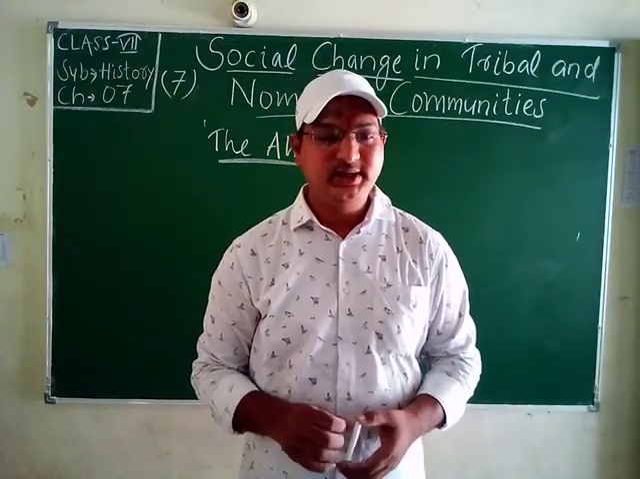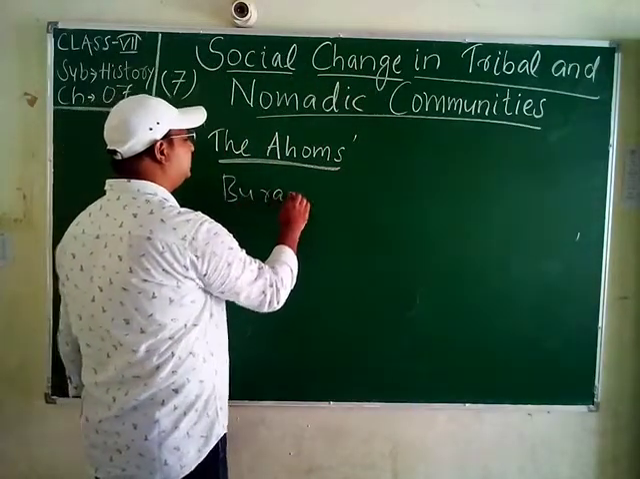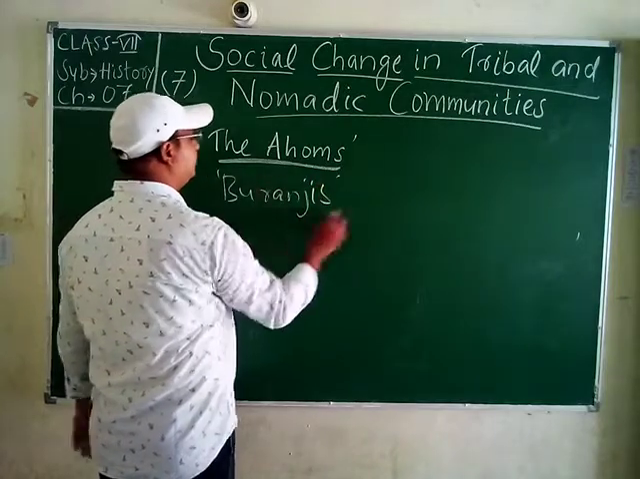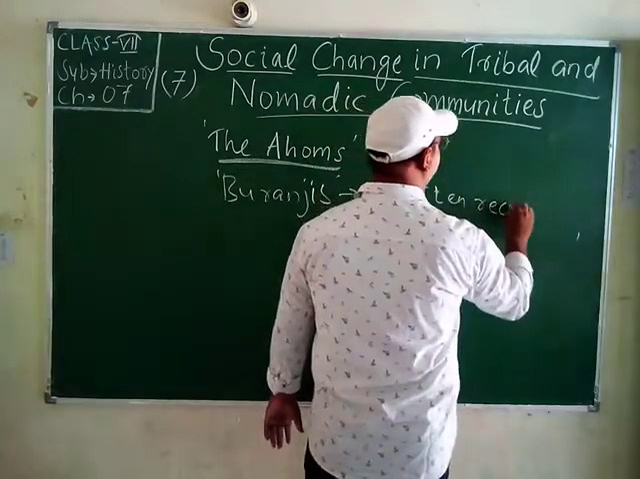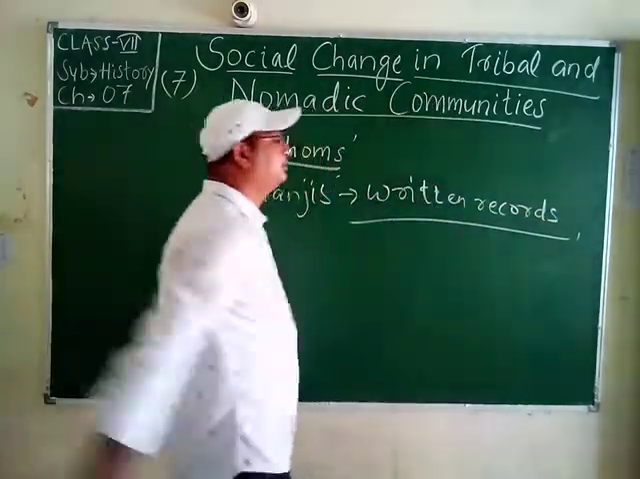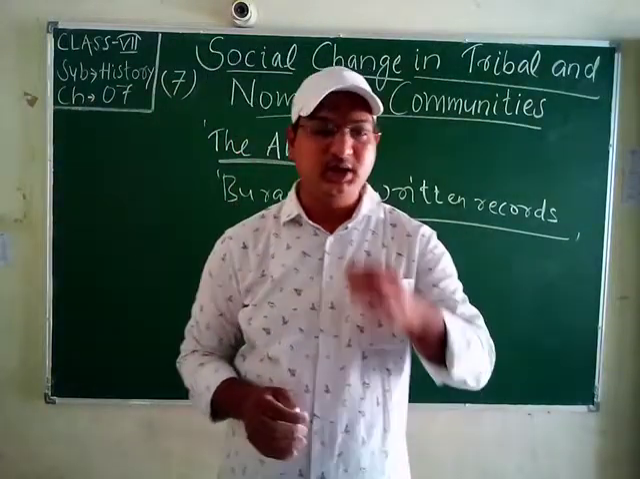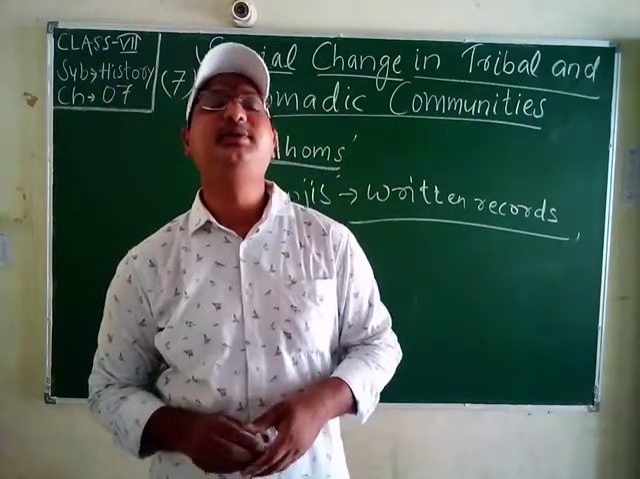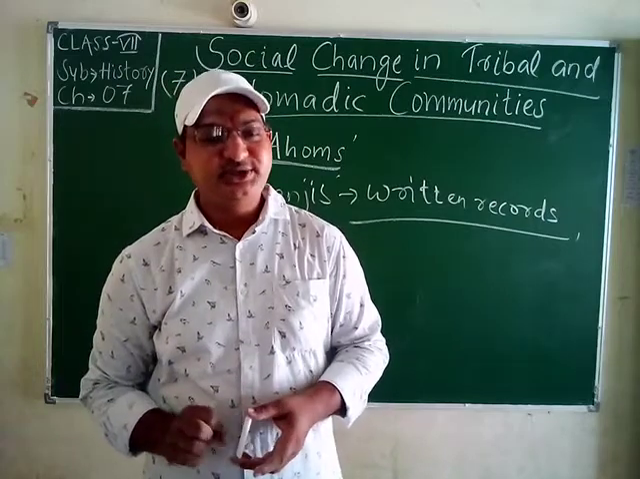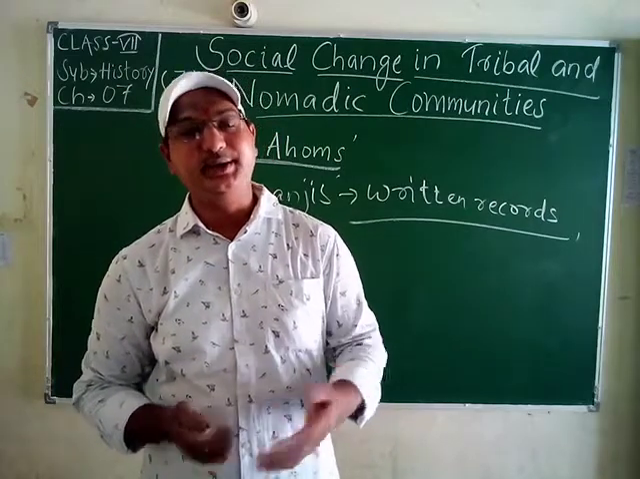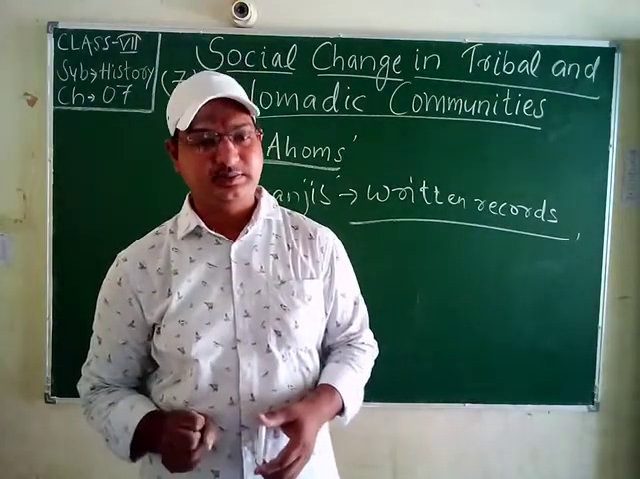Then these written records or the chronicles are called the Buranjis. So remember the word. Buranjis. Written records. Students, these written records or the chronicles are called the Buranjis of the Ahoms. Their political and other events were noted down, written down in that book. The Buranjis are the first example of recorded history in India. So these are one of the examples of written records in India.